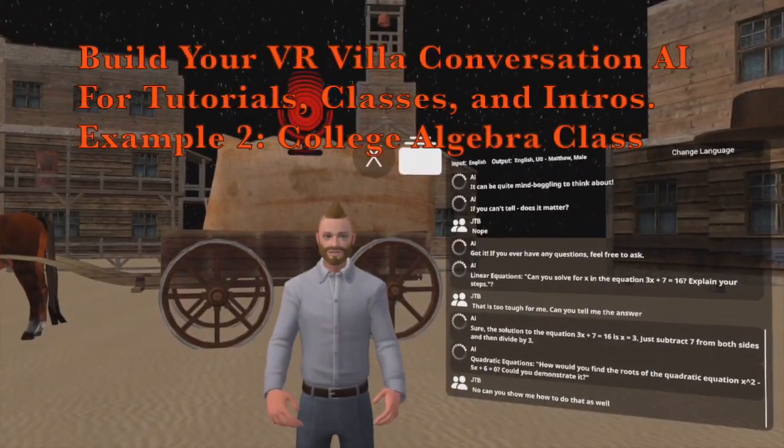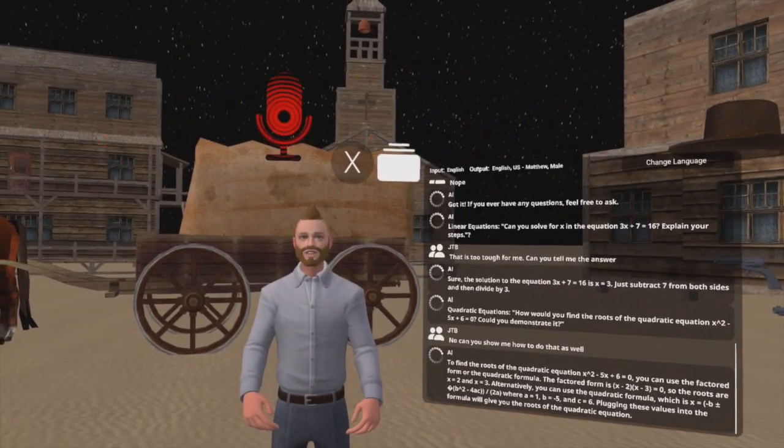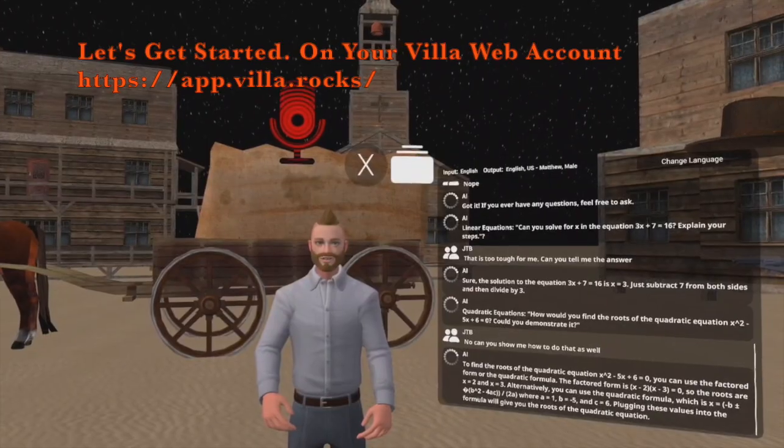To find the roots of the quadratic equation x squared minus 5x plus 6 equals 0, you can use the factored form or the quadratic formula. The factored form is (x minus 2)(x minus 3) equals 0. So the roots are x equals 2 and x equals 3.